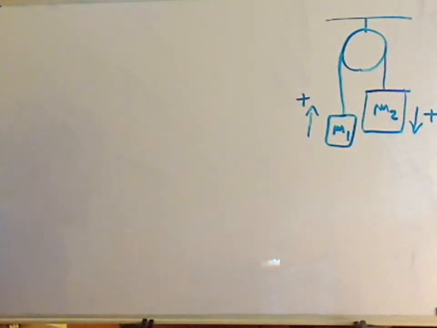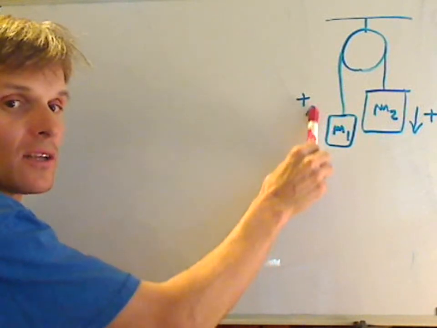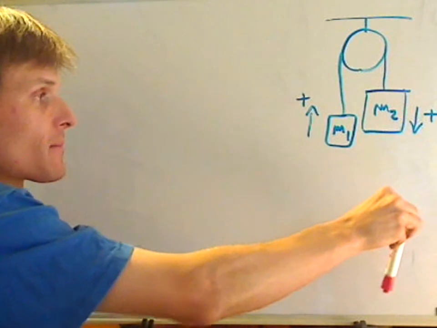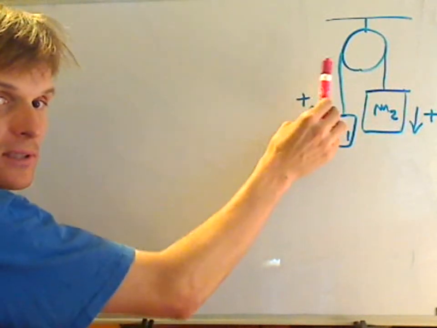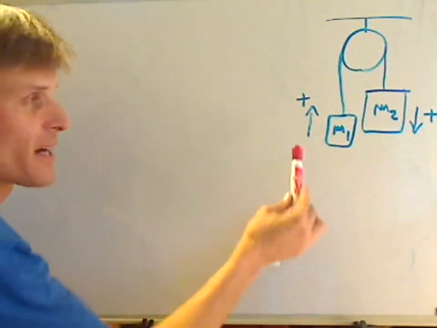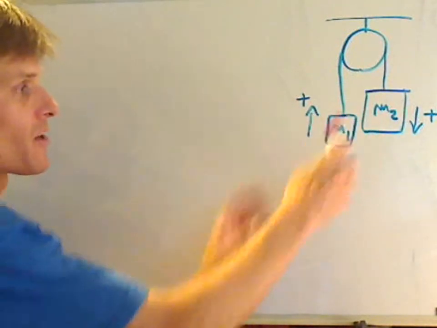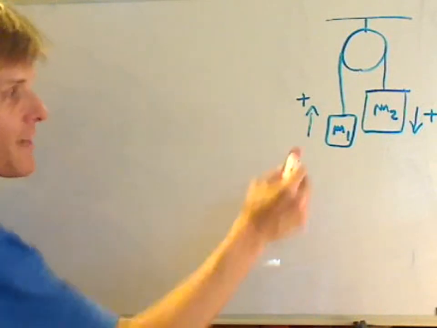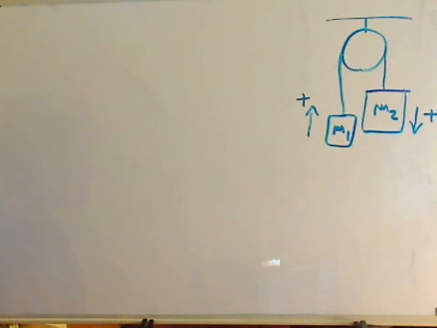And so what we're going to do then is define the positive direction as running along that direction of motion. Okay? So therefore for M1, the positive direction is up, and for M2, the positive direction is down. We're just defining the positive direction as the direction the whole system accelerates. So M1's moving up, M2's down. That's our positive direction for each of those masses.